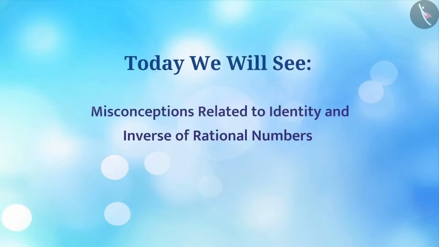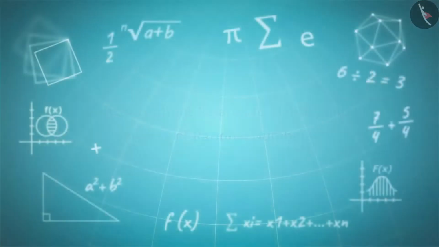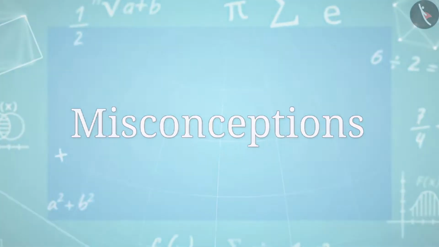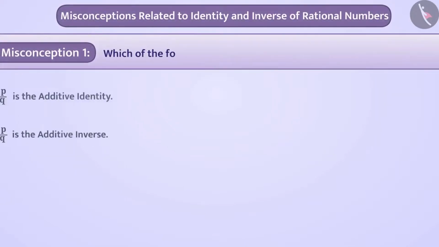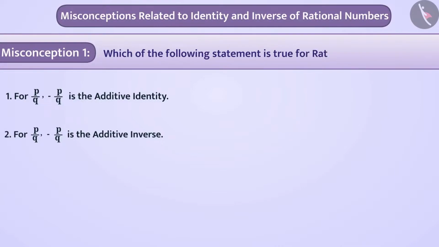Let us see some misconceptions related to identity and inverse of rational numbers. Misconception 1. Which of the following statements is true for rational number p by q? Students often confuse between additive identity and additive inverse.